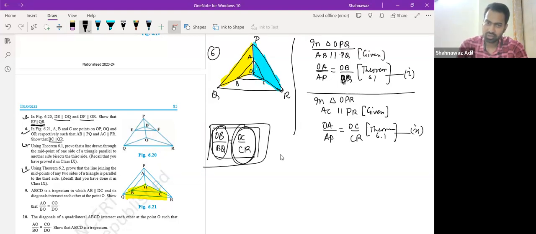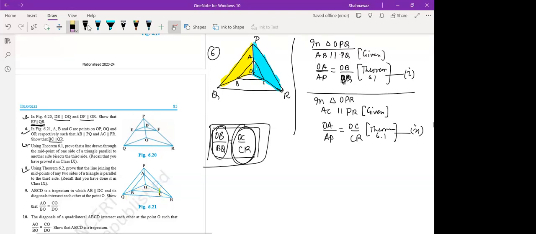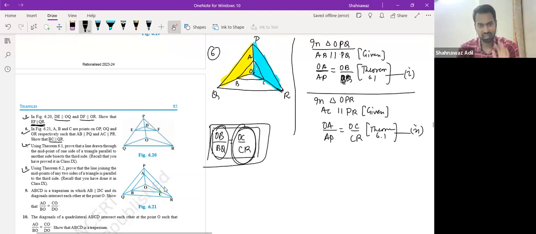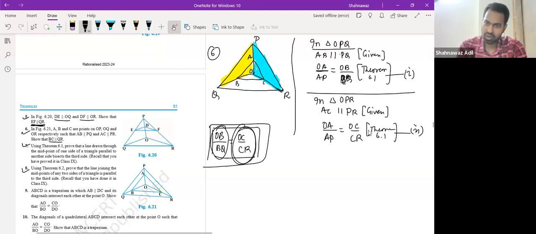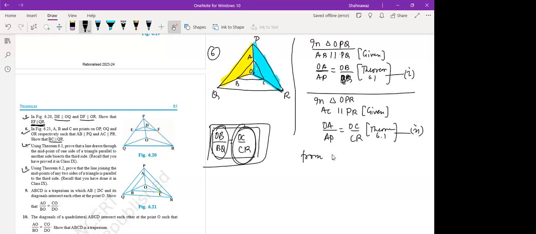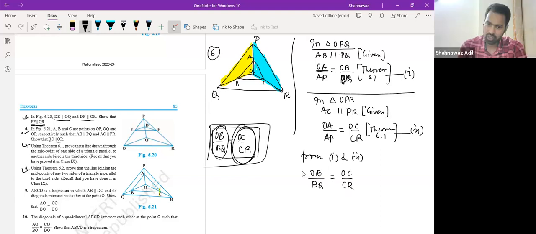Right. So this figure was a horrific looking figure, but the question was easy, right? The figure was looking complicated, but the question was easy. So now from 1 and 2, OB by BQ equals OC by CR. Right. So this we wanted to actually prove.